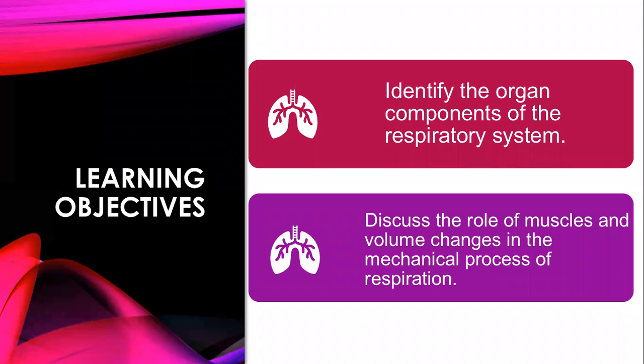The learning objectives for this discussion are: 1. To identify the organ components of the respiratory system, and 2. Discuss the role of muscles and volume changes in the mechanical process of respiration.